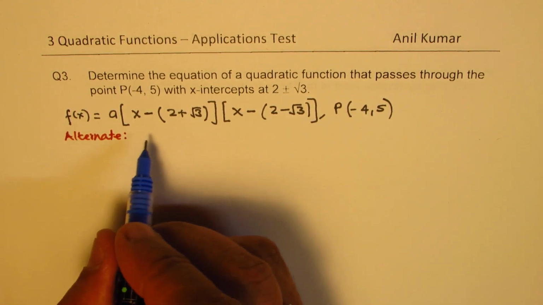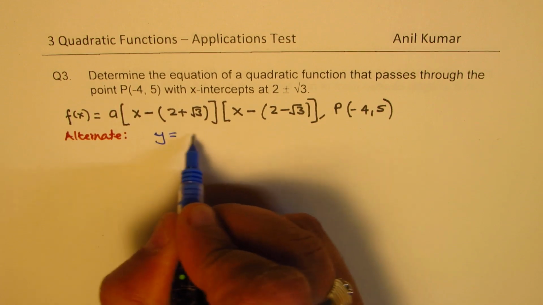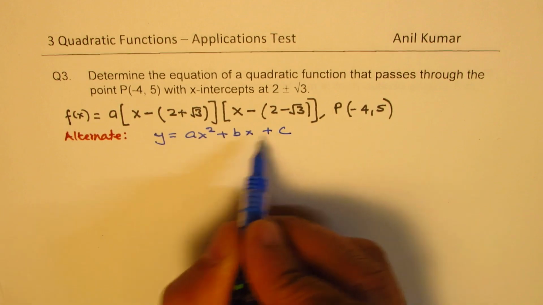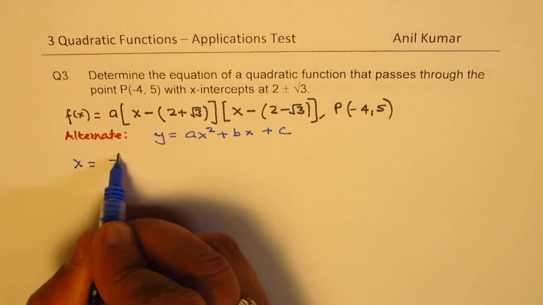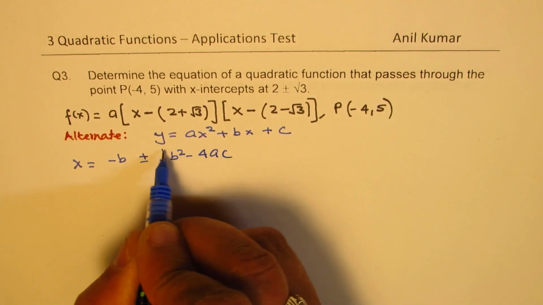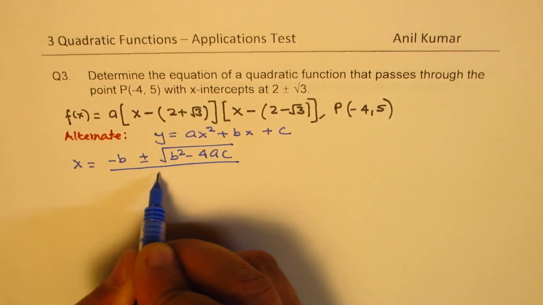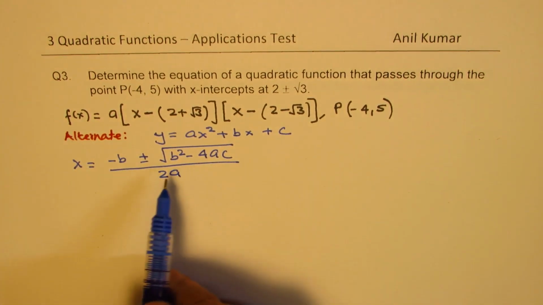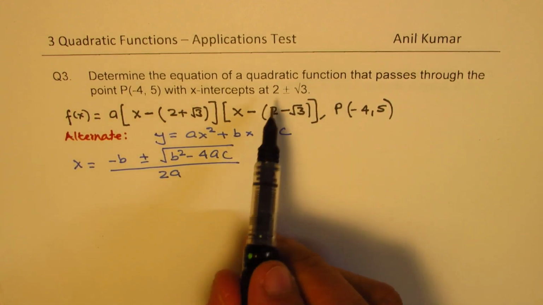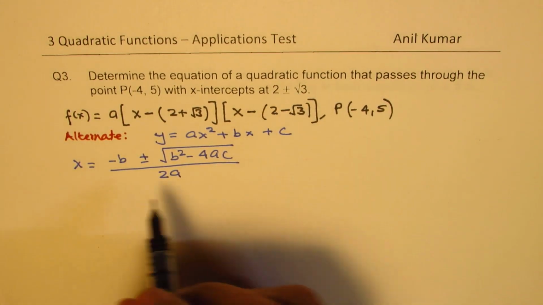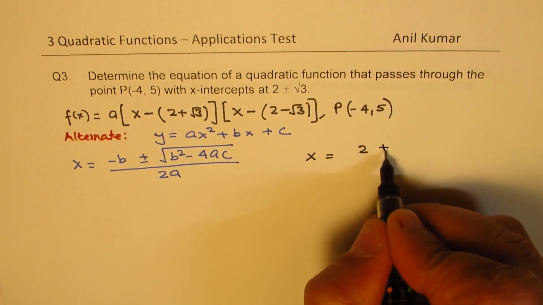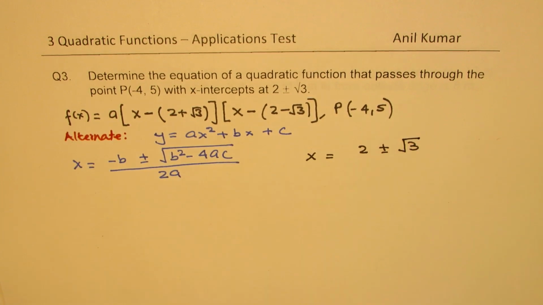When we are trying to solve the equation y equals ax squared plus bx plus c, in that case, the solution of x is minus b plus or minus the square root of b squared minus 4ac, over 2 times a, right? Now, those are the roots. In our case, what roots are given to us? We are given 2 plus or minus square root 3, right? So x equals 2 plus or minus the square root of 3.